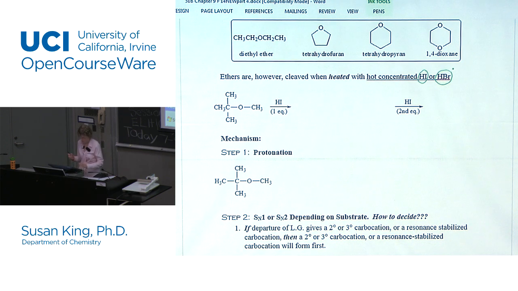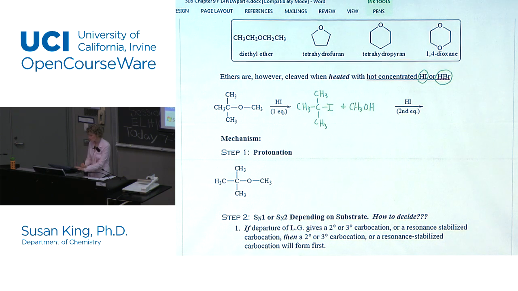All right, and so let me give you an example here. If we take this ether, tert-butyl methyl ether, and we treat it with one equivalent of HI, hydroiodic acid, so when I say one equivalent, I mean a 1-to-1 ratio between the HI and the ether, we get two products. We cleave the ether, we break it into two pieces. If we use one equivalent of HI, we get an iodide and an alcohol.